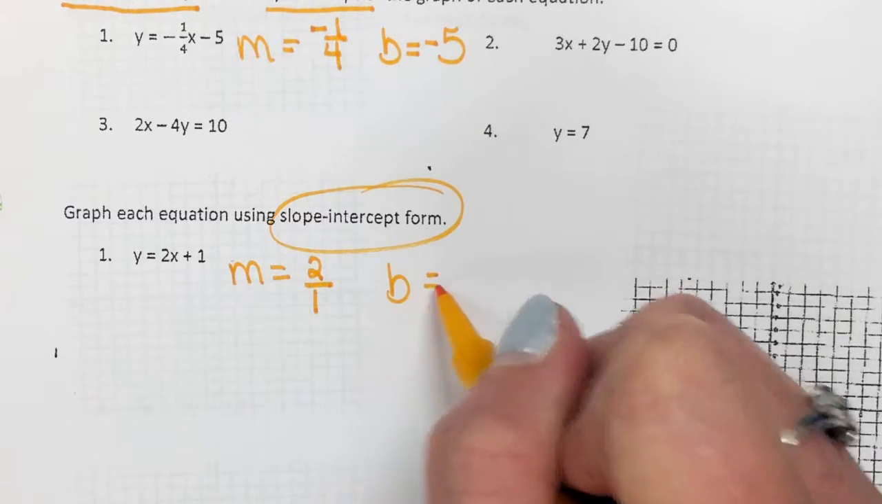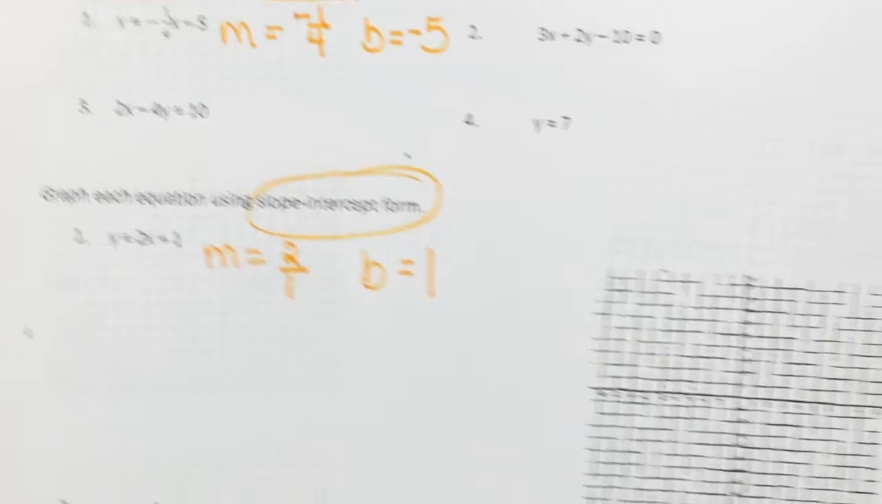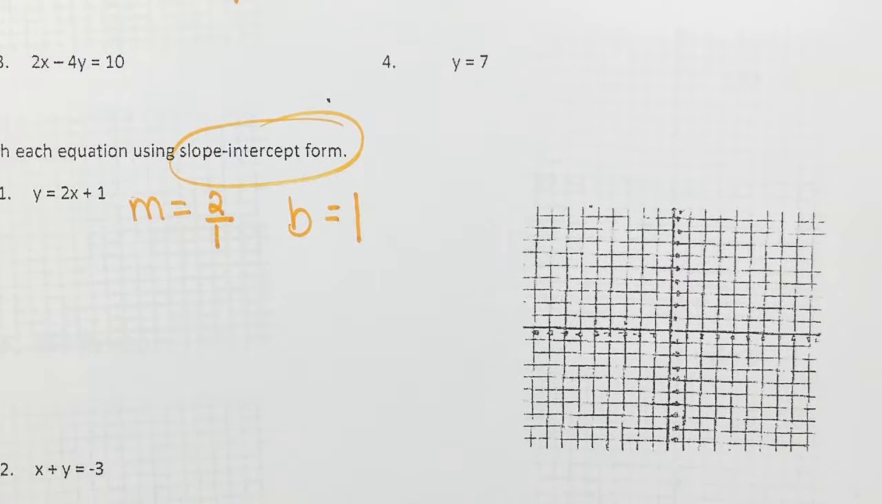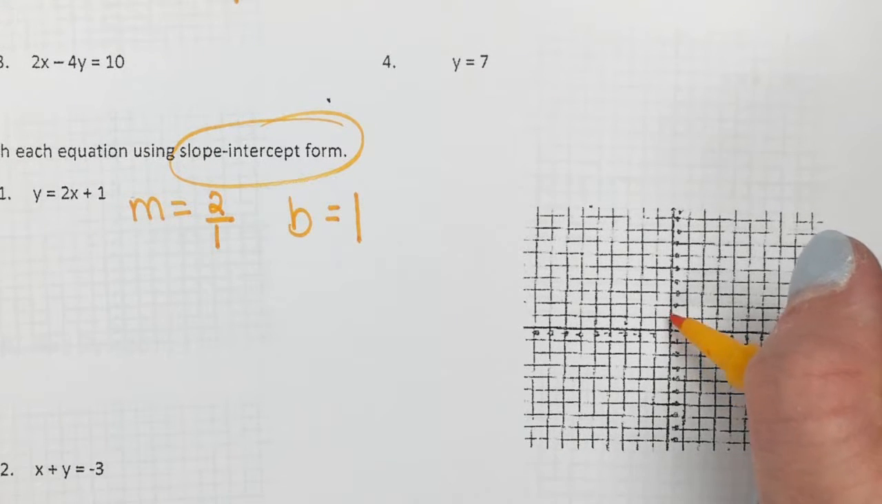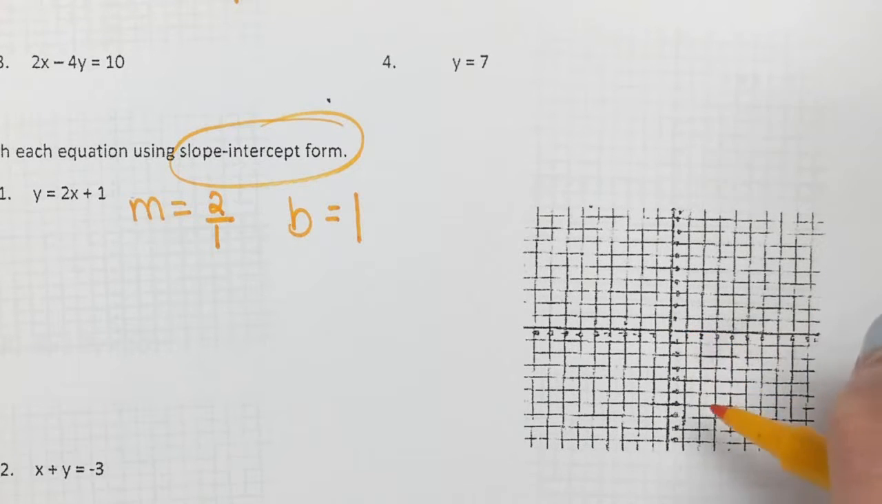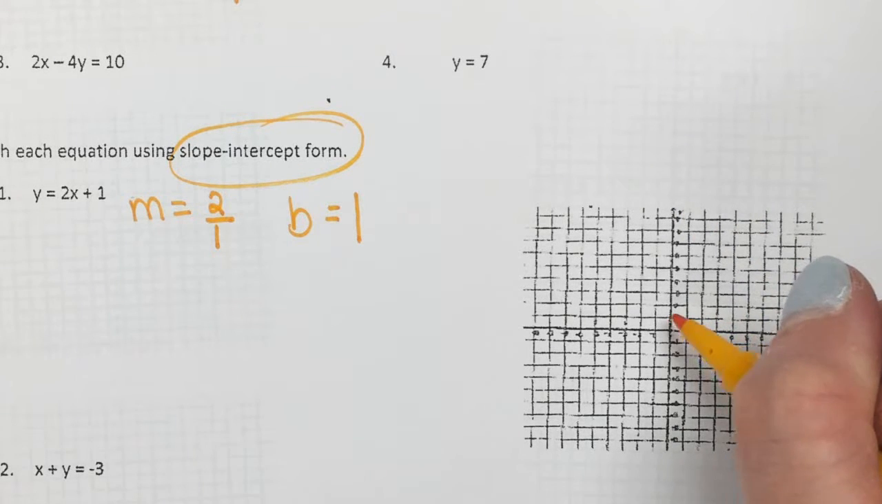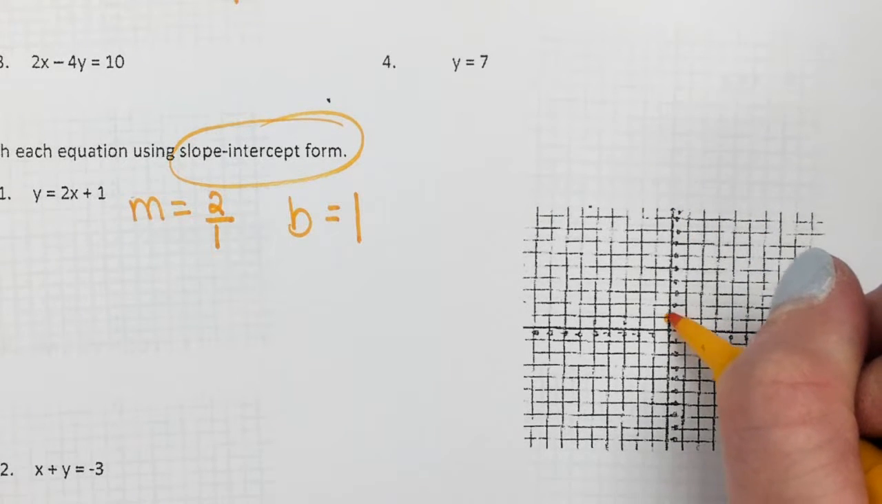And what's my b here? 1. Very good. All right, so let's graph this one together, and then you're going to go on your own with your partners, okay? All right, b for beginning. Do I go to here at 1, or do I go here at 1? Which one? Which axis? The y. It's the y-intercept.